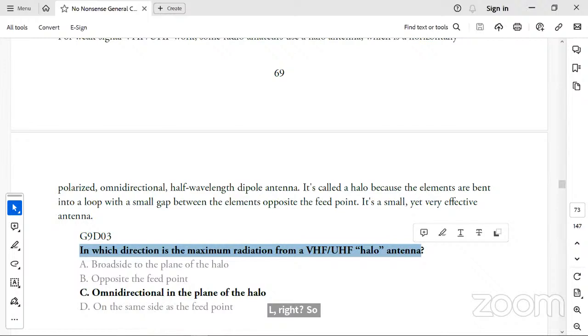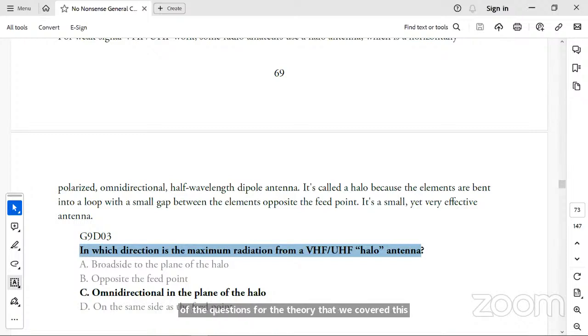Okay. So last question for the evening. In which direction is the maximum radiation from a VHF-UHF halo antenna? So we did say that that type of antenna, the halo antenna, is omnidirectional in the plane of the halo. That's the maximum radiation. So folks, that is essentially the question pool review that matched all of the questions for the theory that we covered this evening.